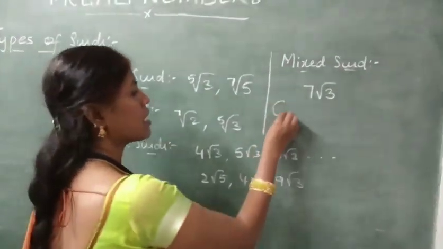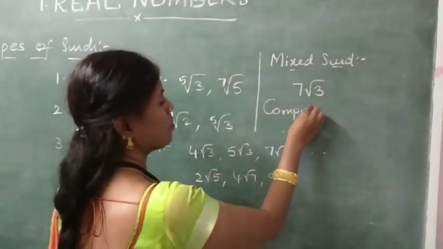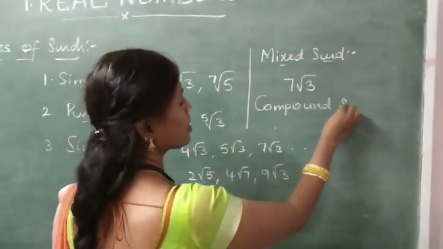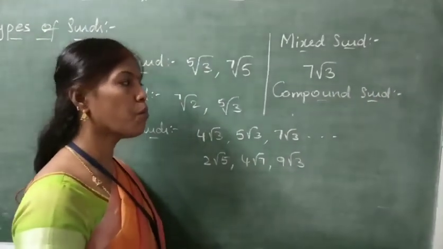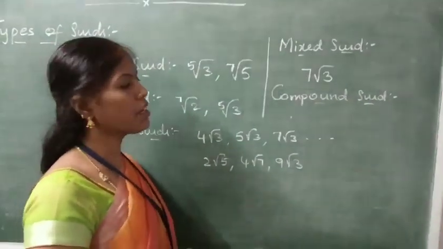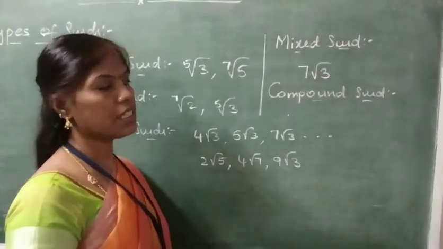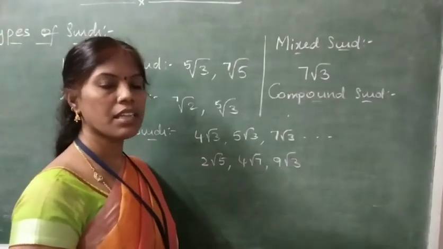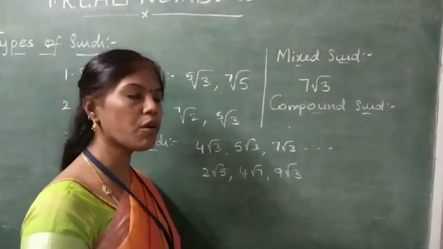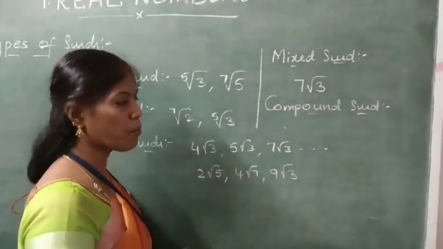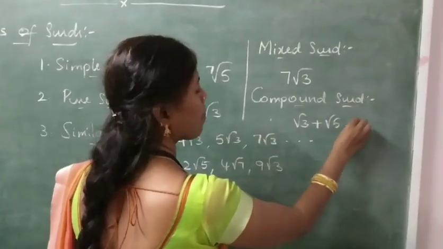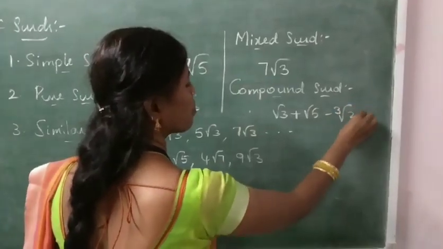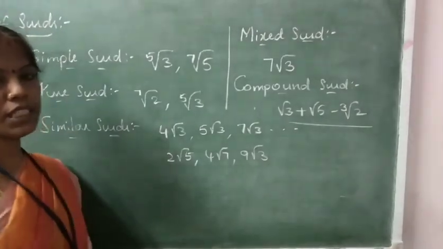And next we will see the compound surd. What is meant by a compound surd? The sum or difference of two or more surds is called a compound surd. The expression having the sum and difference of two or more surds we call a compound surd. So root 3 plus root 5 minus cube root 2 is a compound surd.